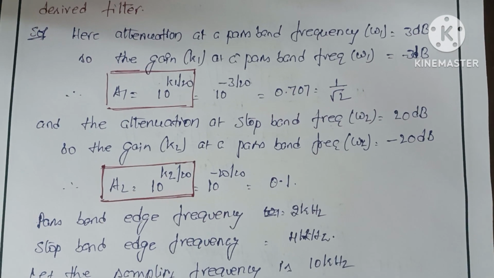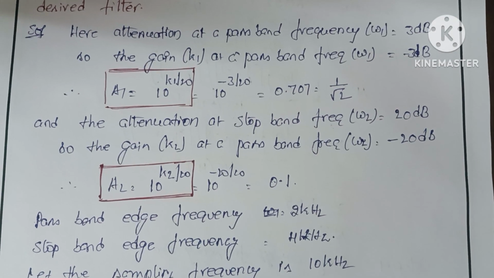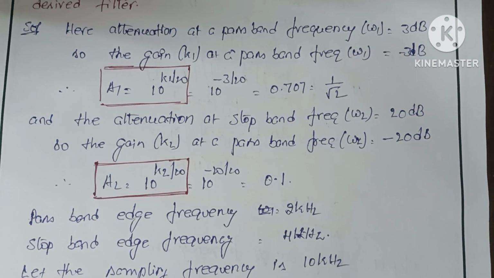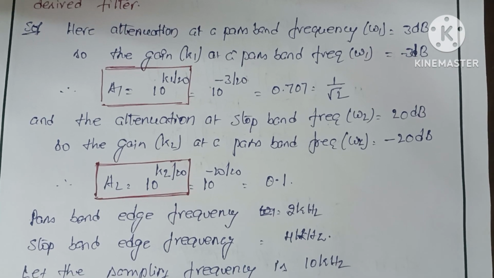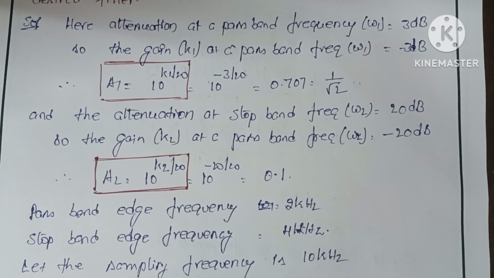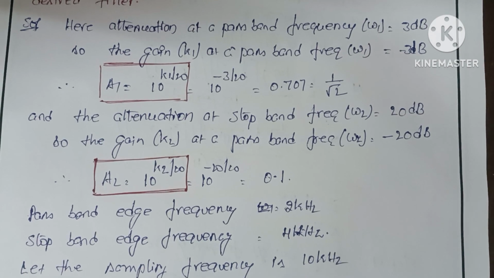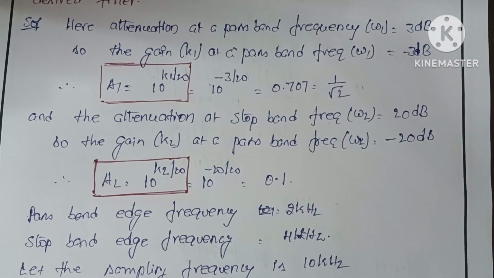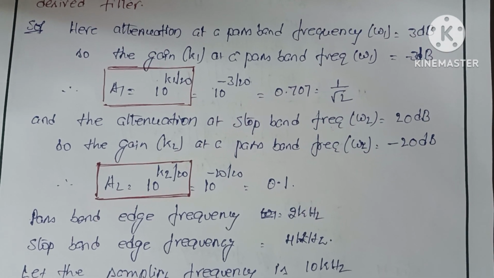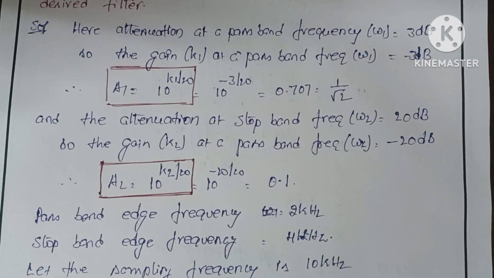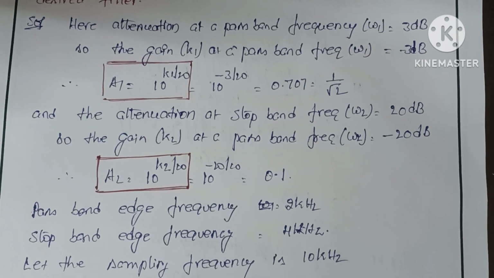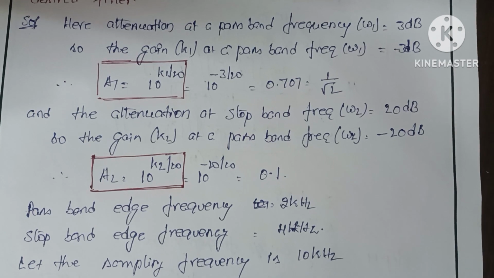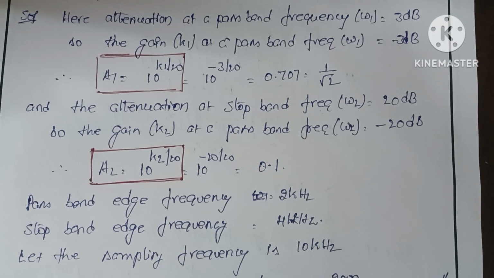First, understand the given data. Here, the attenuation at the passband frequency is 3 dB, so the gain has to be expressed with a negative sign. That is, K1, the gain at the passband frequency omega 1, is minus 3 dB. Therefore, the normal value A1 equals 10 power K1 by 20, so 10 power minus 3 by 20, which is equivalent to 1 by root 2.